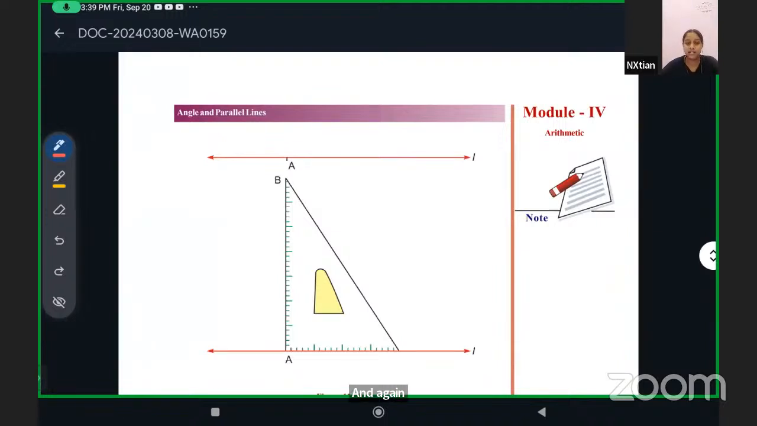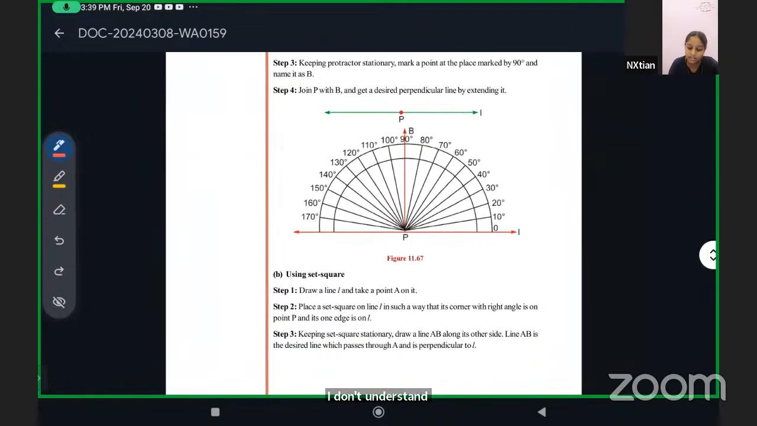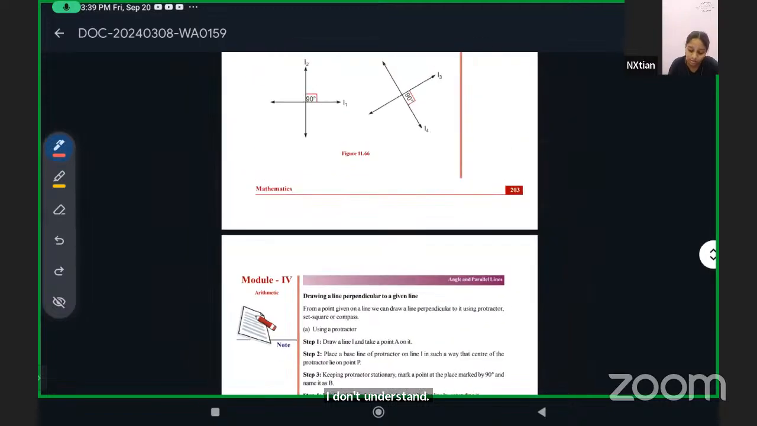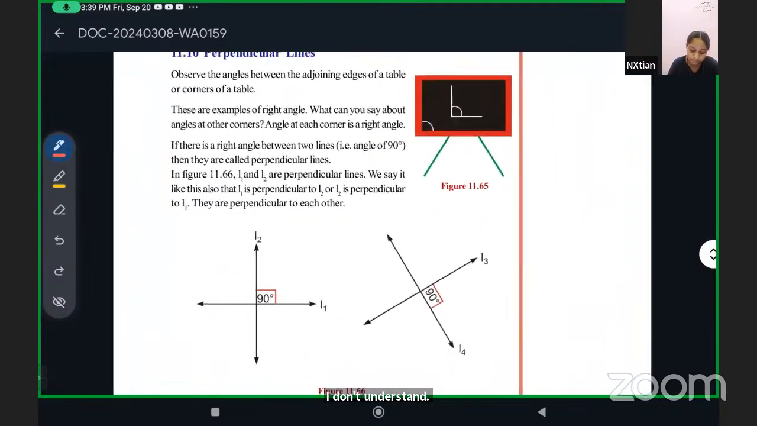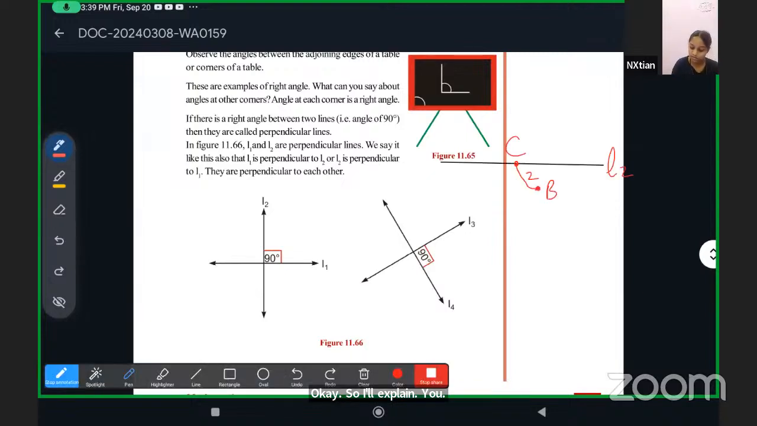Ma'am, 1 second. Yes, Abraham. I don't understand what perpendicular lines are. You don't understand what perpendicular lines are. Okay, so I'll explain to you. Just a minute. The screen was suddenly going dark in between. Now it's fine? Yeah. Okay.